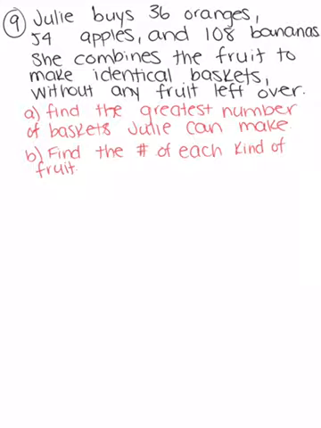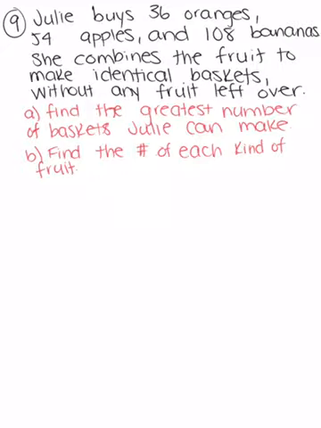Number 9 says, Julie buys 36 oranges, 54 apples, and 108 bananas. She combines the fruit to make identical baskets without any fruit left over. So part A says, find the greatest number of baskets Julie can make.